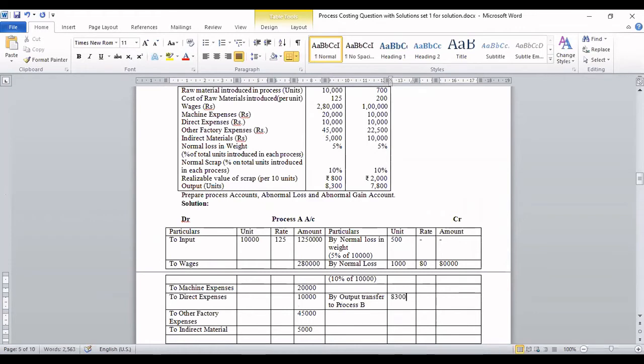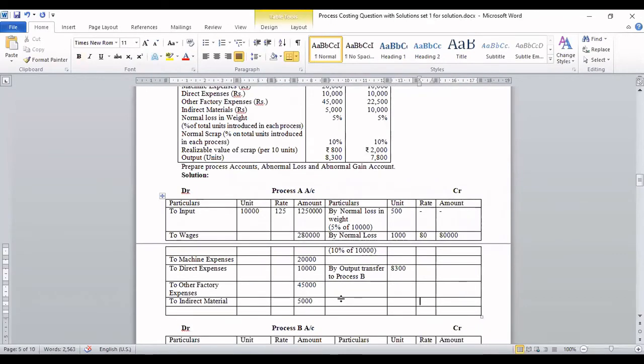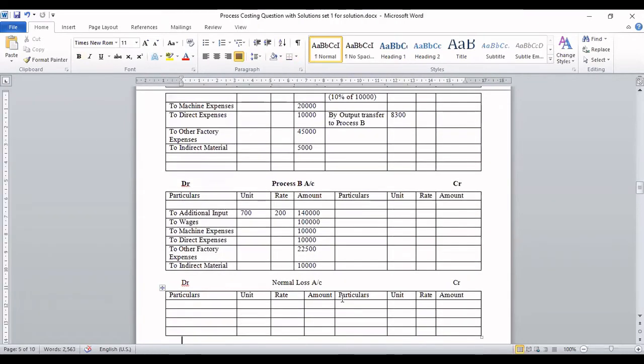8,300. Very good. We know the rate? We don't know the rate. We have to find out with that working note, if you remember. And by that, we can find out whether there is an abnormal gain or abnormal loss. Yes or no? Or we can find out with the help of the working note also. So, let's start preparing that working note.